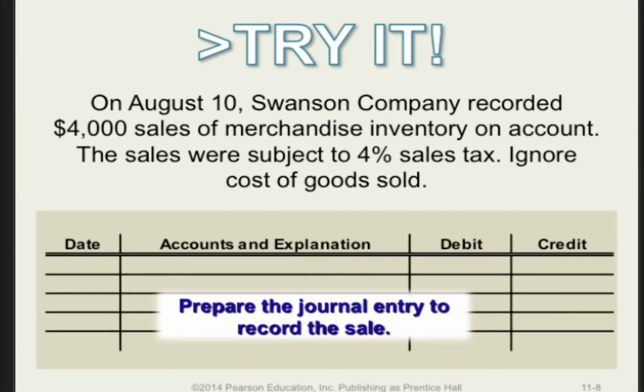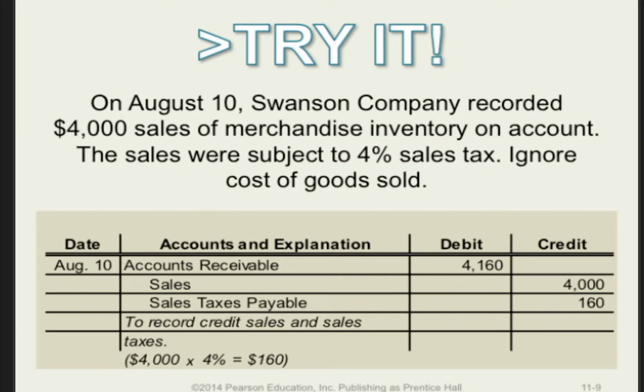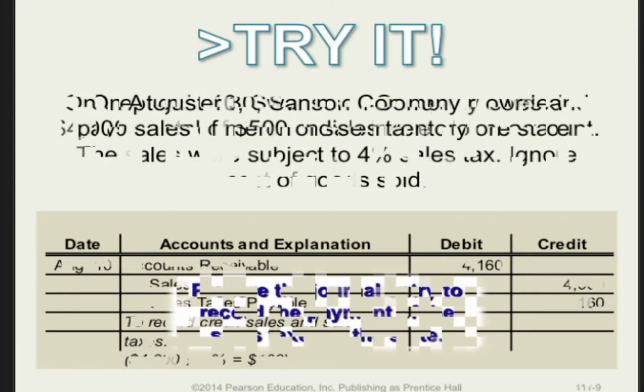For this try-it exercise, on August 10th, Swanson Company makes sales on account of $4,000 that are subject to a 4% sales tax. Record the entry for the sale. The entry will require a debit to accounts receivable for $4,160, the amount of the sale and the amount of the related sales tax. In addition, there will be a credit to sales for $4,000 and a credit to sales tax payable for $160. Remember, once Swanson Company collects the sales tax, those sales tax amounts are payable to the state.